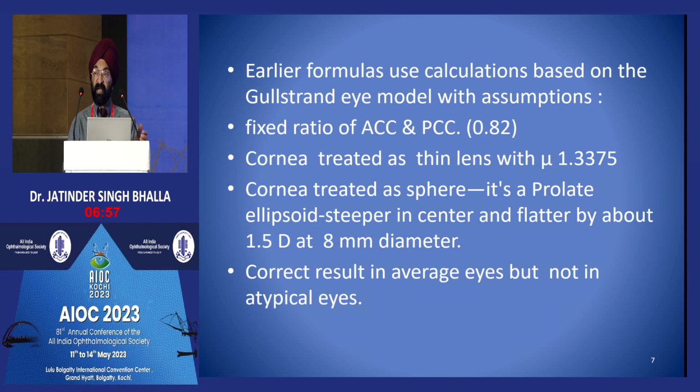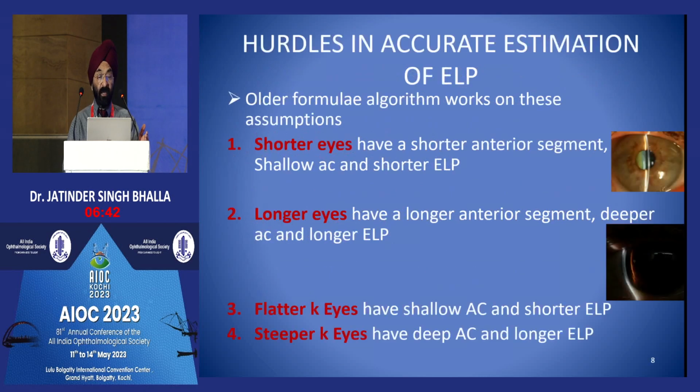Earlier formulas had some assumptions. That is, there was a fixed ratio of anterior corneal curvature and posterior corneal curvature. Cornea was treated as a thin lens with a refractive index of 1.33, and this used to give us correct results in average eyes, but not in atypical eyes.